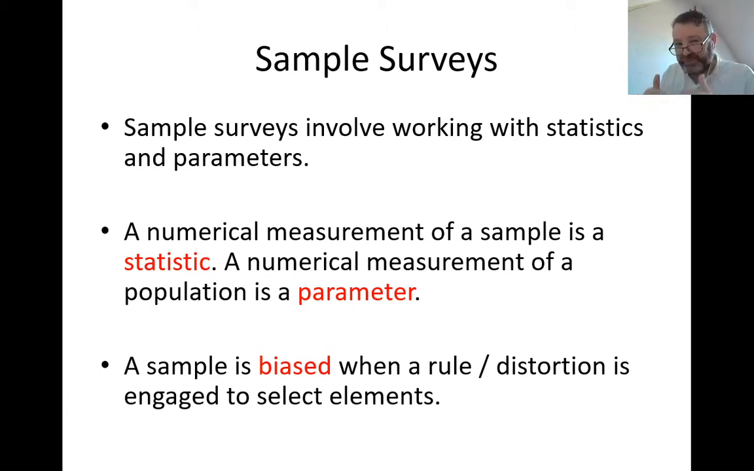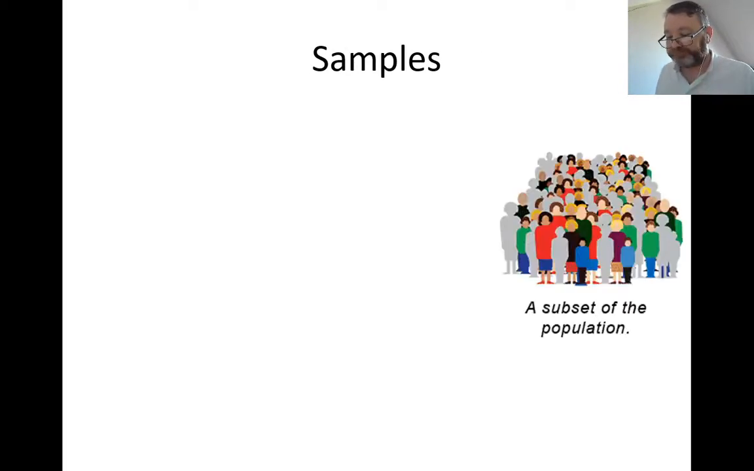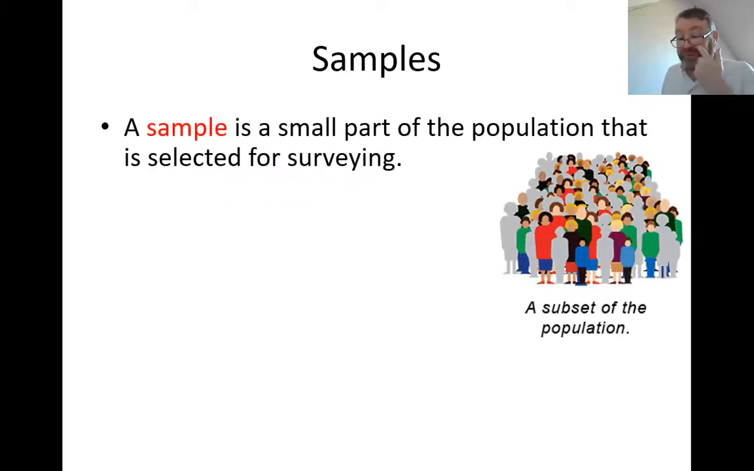So a sample can't be biased. If it is biased, then the statistics are absolutely worthless. In fact, as we said at the beginning of this, there are three types of lies. There's damned lies, and there's biased statistics. So what is a sample? Well, a sample is a small part of the population that is selected for surveying.